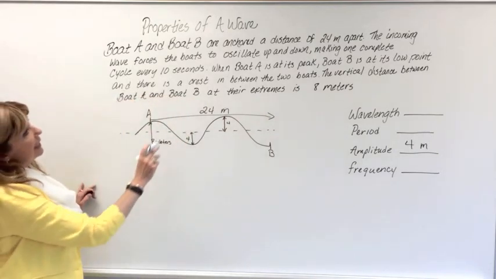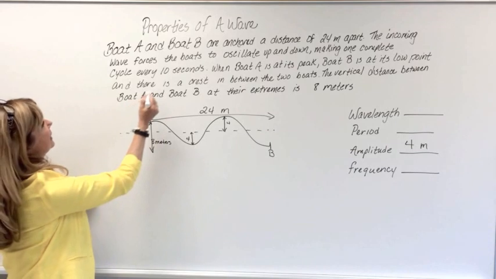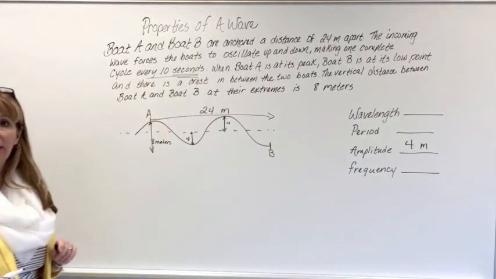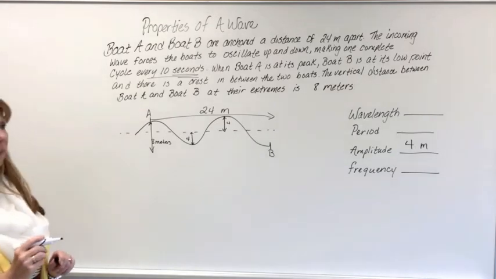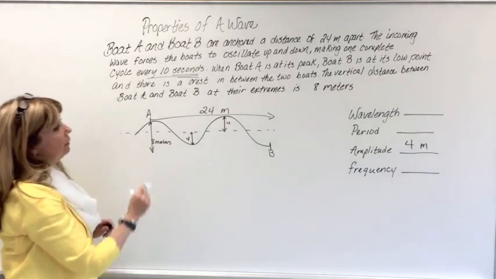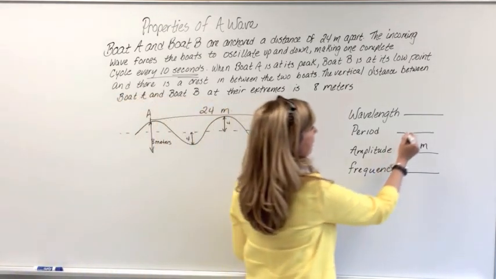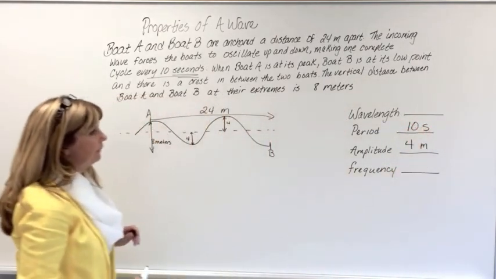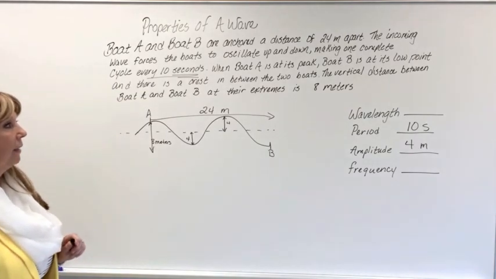In the reading, it said it makes one complete cycle every 10 seconds. Seconds being the key word. Periods are measured in seconds. So we know that the period of this wave is 10 seconds. So how are we going to figure out frequency and wavelength?